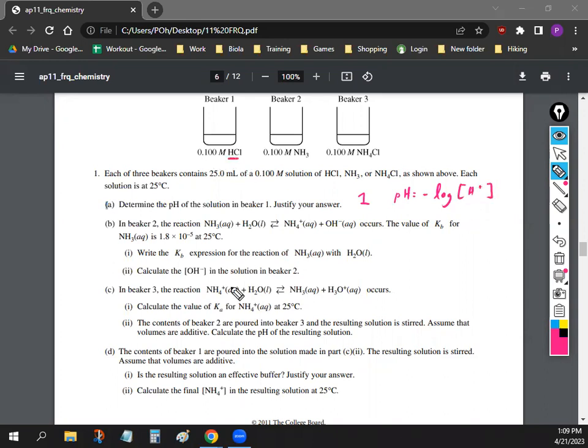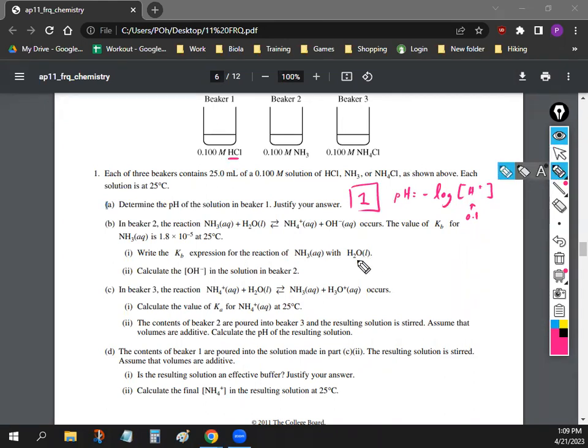HCl is a strong acid, complete dissociation. So you just plug in 0.1 right here, and that gives you 1. So the answer to part A is 1. Any questions on that one? Okay, let's move on to the next one.